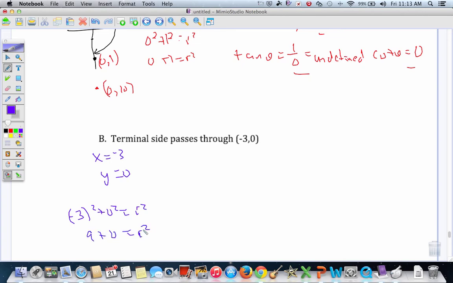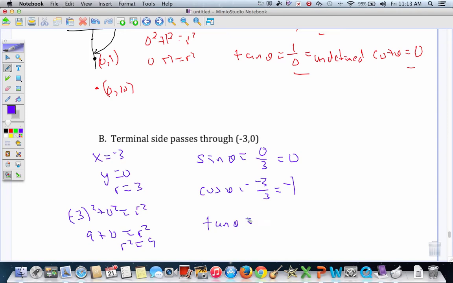If we do our Pythagorean theorem, negative 3 squared plus 0 squared equals r squared, or 9 plus 0 equals r squared equals 9. So r is also going to equal 3. Sine is y over r, 0 over 3, which is 0. Cosine is going to be x over r, negative 3 over 3, simplifies to be negative 1, like we had up above. Tangent theta equals, tangent is y over x, 0 over negative 3, or 0.